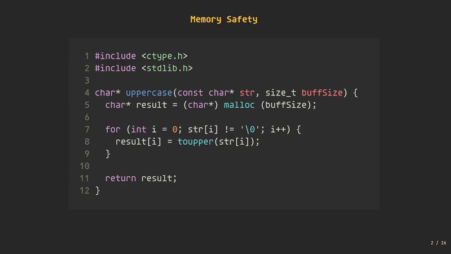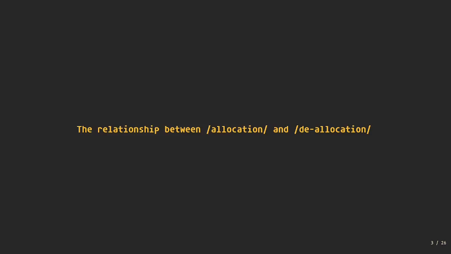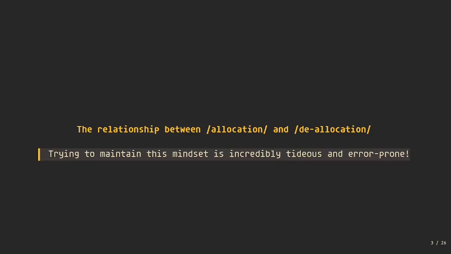And we've been taught in school, or by courses, that if you have a malloc, there must be a free. So there's this relationship established between allocation and deallocation, right? It's symmetrical. If you're going to have a malloc, you should have a free. But trying to maintain this mindset is incredibly tedious and error prone. And this is actually why a lot of people don't like, air quotes, manual memory management, because this is extra overhead that you're trying to maintain and keep track of while you're doing the rest of your actual logic.